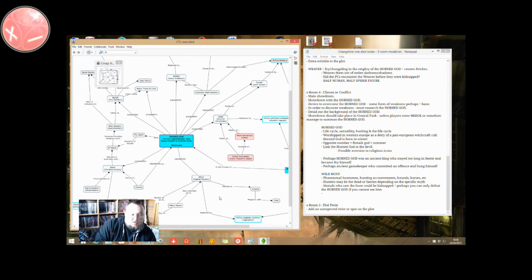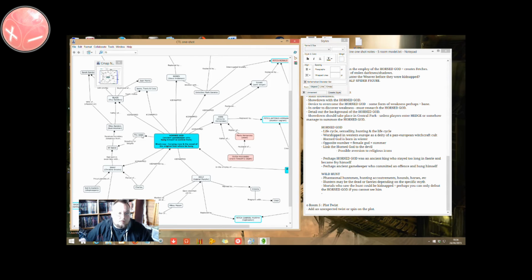And what I'm actually saying is weakness, hanging rope. On the wood of the original tree where he hung. Just readjust that slightly to make it a bit more readable. There we go. So we've pretty much got the Horned God defined there. So I'm going to save that.